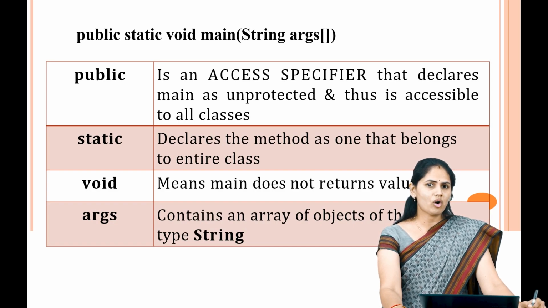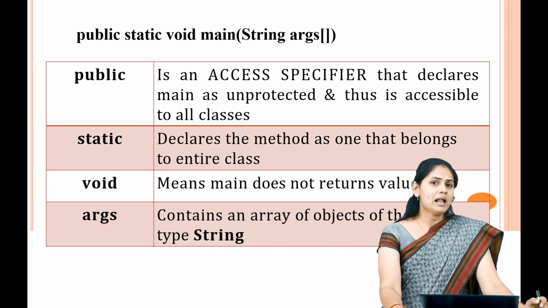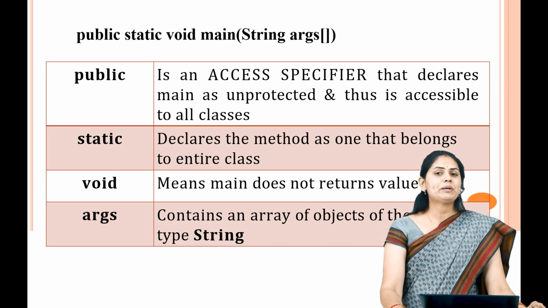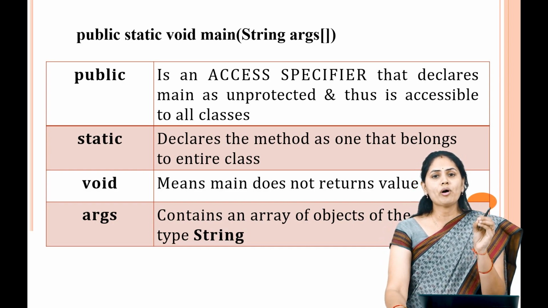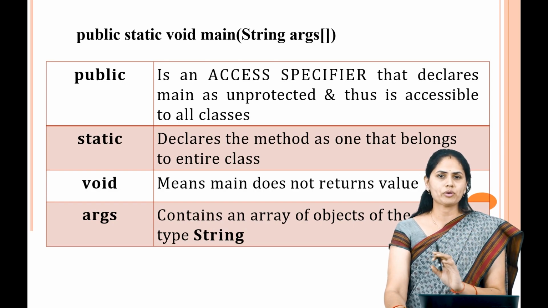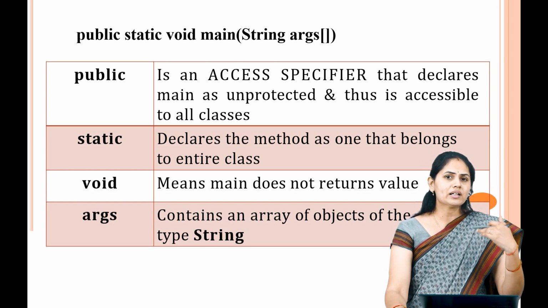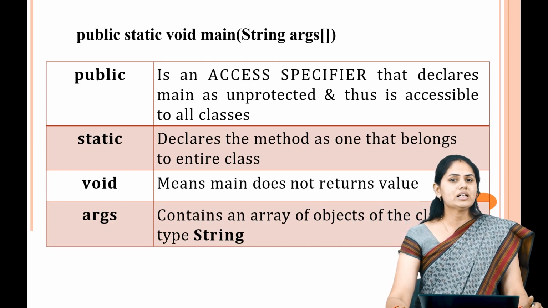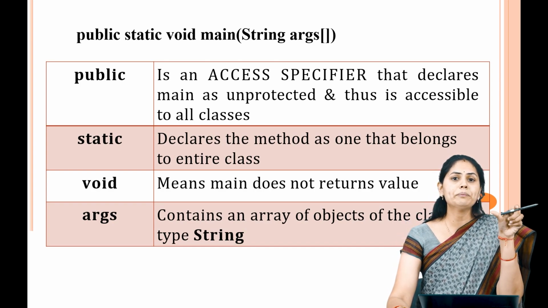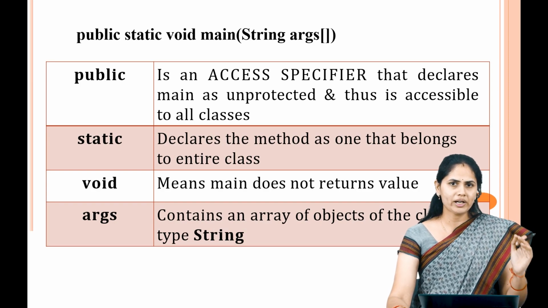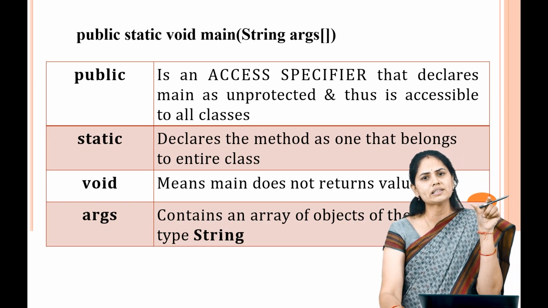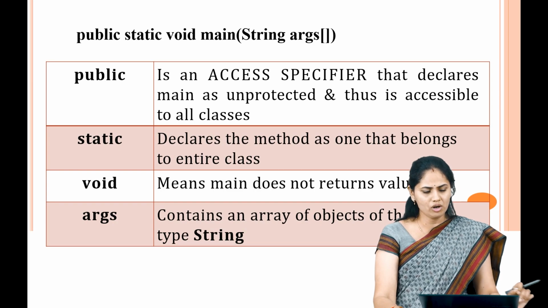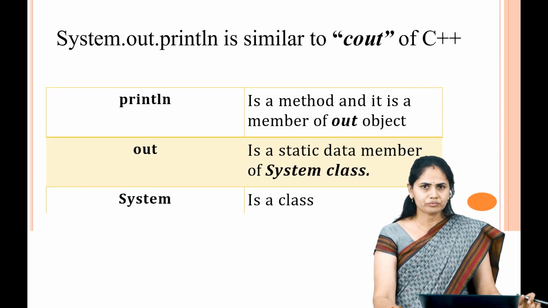Public static void ARGS is explained in this table, while main is basically the starting point of execution of a program, meaning when the compiler starts to execute your program, it will always start from the main function. So you can remember it like that: main is the starting point of execution of a program.